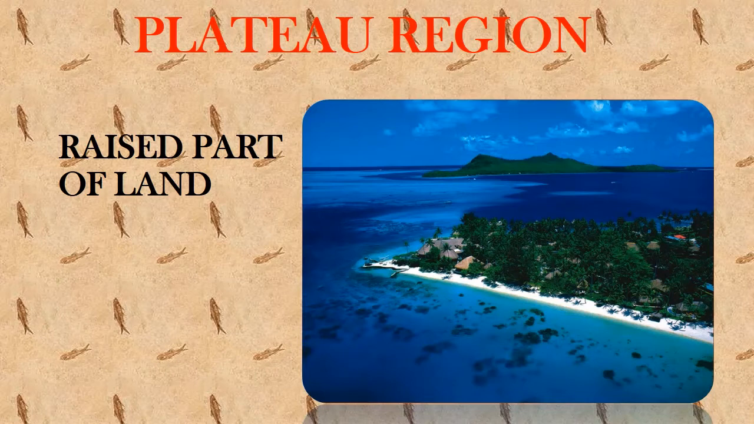Plateau region is otherwise known as tableland. It is a raised part of the land having slopes by the sides. It has many seasonal rivers, the Mahanadi, the Godavari, the Krishna, the Kaveri, Tapti. This plateau region is very rich in black soil and red soil. It has large plantations such as tea, coffee and rubber and is rich in minerals. Clear? Okay.